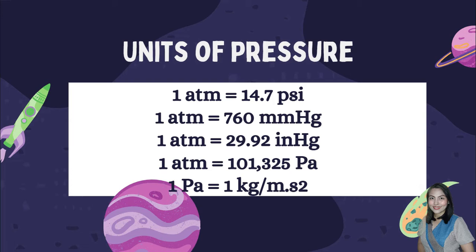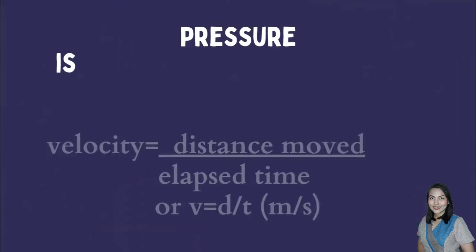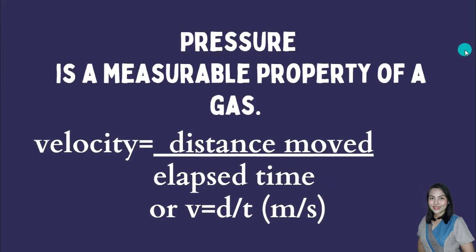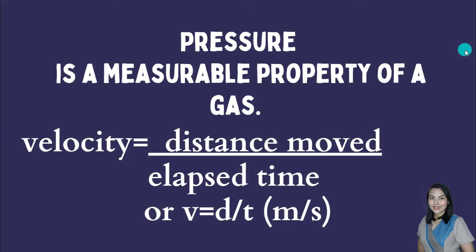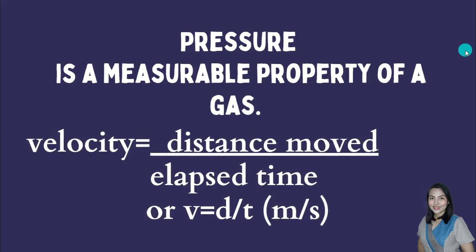Pressure is a measurable property of a gas. To completely understand how the pressure of a gas is measured, knowing how its units of measurement are derived would be helpful. First, velocity. It is the change in distance with elapsed time. Its equation form is velocity is distance moved over elapsed time, or V is equal to d over t.